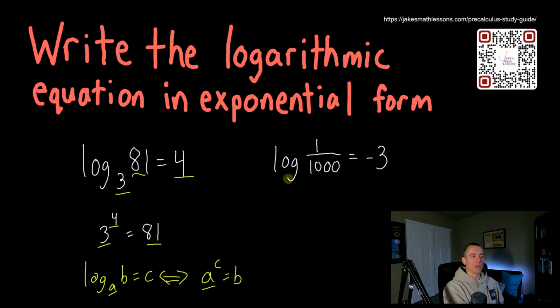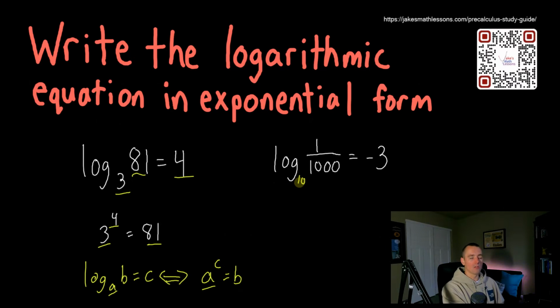So let's do another example here. Let's say we have log of 1 over 1000 equals negative 3. The thing you want to keep in mind is that if they just write log and there's no base written, that typically implies base 10. So we want to pretend like we have a base 10 right here. If they don't write the base, it's generally safe to assume that it's a base 10 log. That's the default if it just says log.